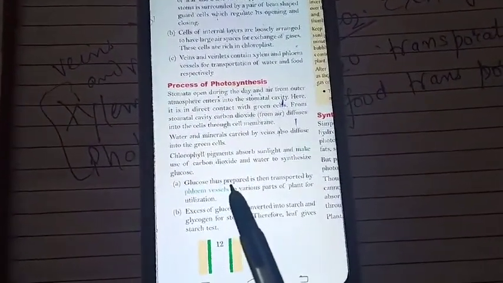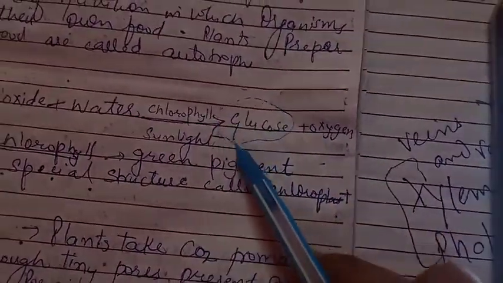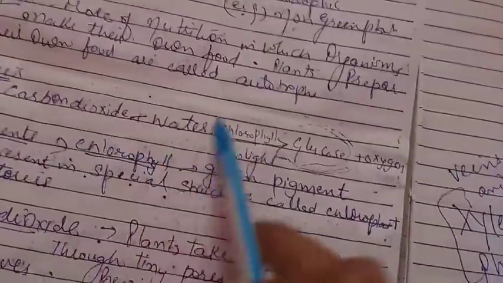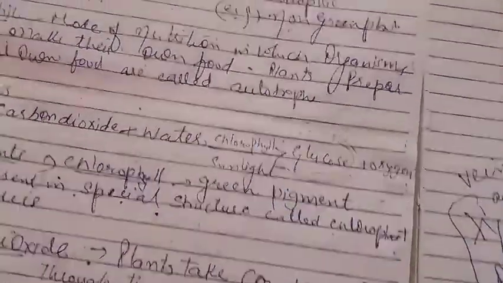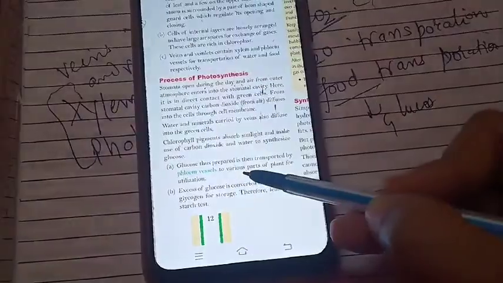These are the parts. First, the glucose that is prepared. Glucose is the end product that is formed after the process of photosynthesis. Carbon dioxide and water combined with chlorophyll and sunlight, and glucose is formed that is transported to the flowing vessel, because glucose is a food that is transported to the various parts for utilization.